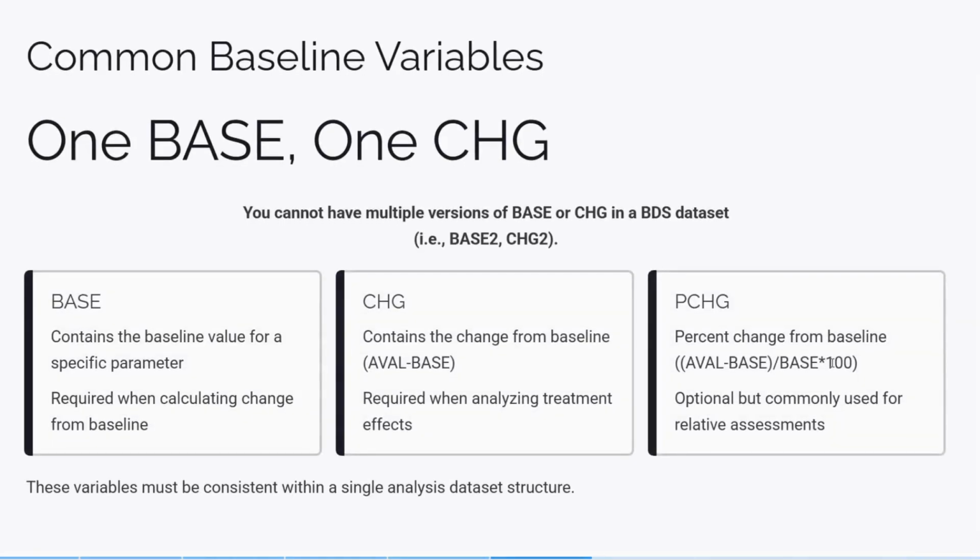So the common baseline variables: one BASE, one CHG. You cannot have multiple versions of BASE or CHG in a BDS dataset, like BASE2 or CHG2. So BASE contains the baseline values for specific parameters, required when calculating the change from baseline. CHG contains the change from baseline, AVAL minus BASE, required when analyzing the treatment effects. And PCHG, the percentage change from baseline, AVAL minus BASE divided by BASE times 100, is optional but commonly used for relative assessments. So these variables must be consistent within a single analysis dataset structure.